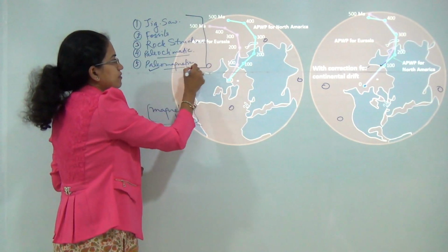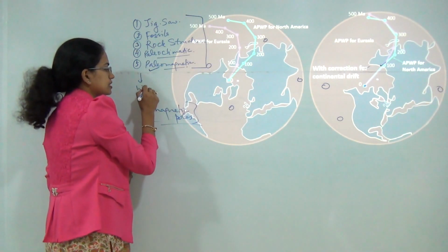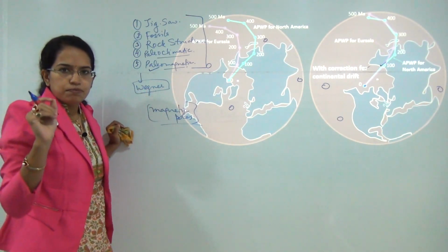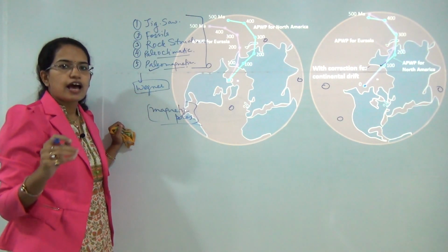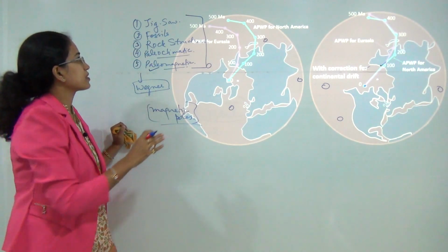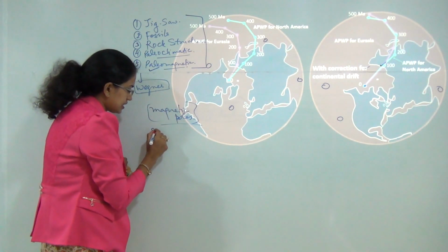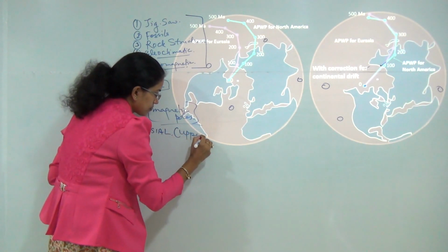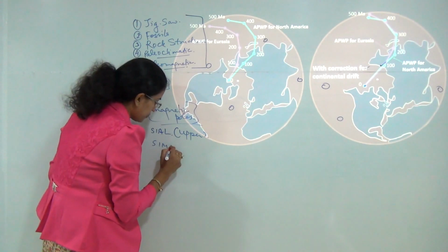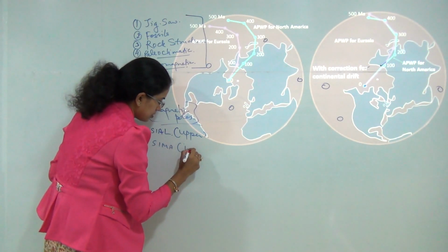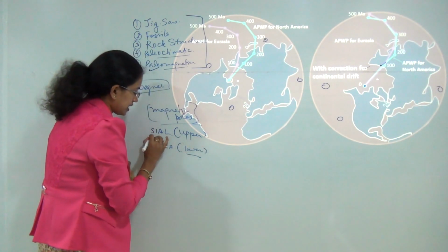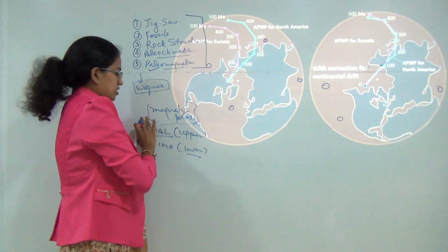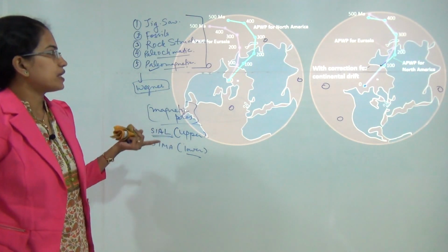Based on these 5 evidence, Wegener suggested that definitely there is something that proves that continents have moved over the time period. To explain this, he said, Sial, that's the upper layer, and Sima, that's the lower layer. So he explains Sial moves over Sima and there is no friction. So how did he try to explain the theory?